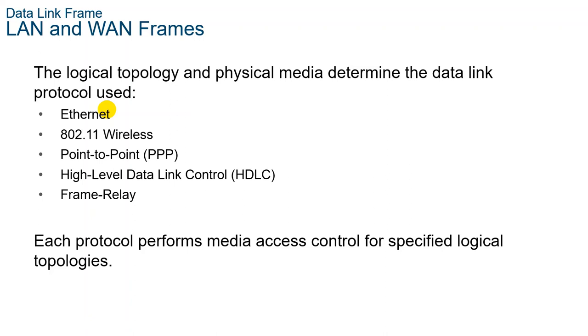Data link layer protocols include Ethernet, 802.11 wireless, Point-to-Point Protocol or PPP, High-Level Data Link Control protocol or HDLC, and Frame Relay. But Frame Relay is becoming obsolete, and it is being replaced by other available technologies. Each protocol performs media access control for specified logical topologies.